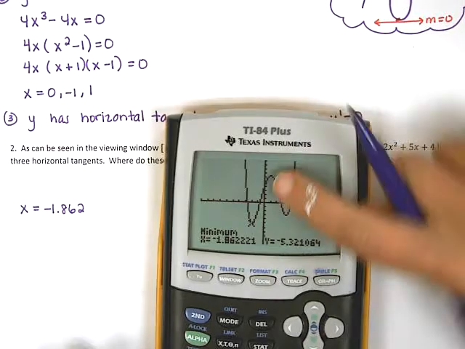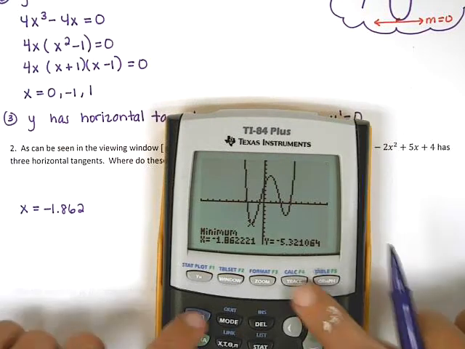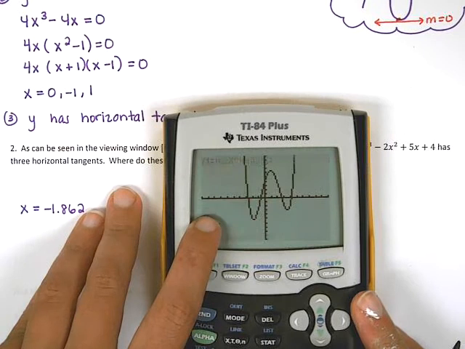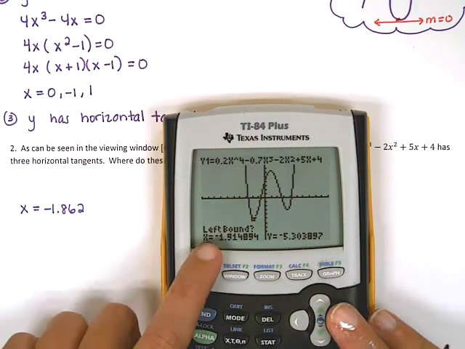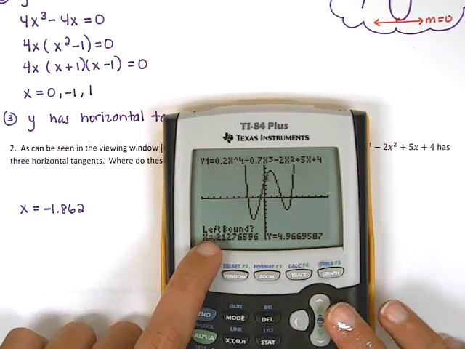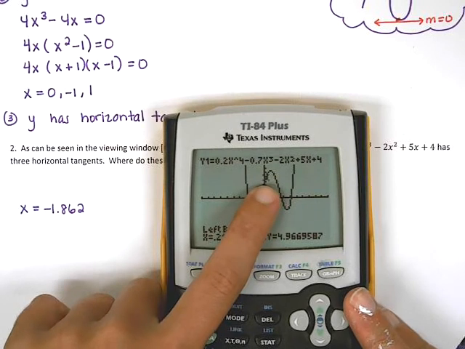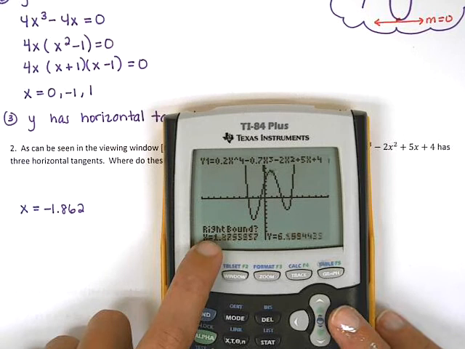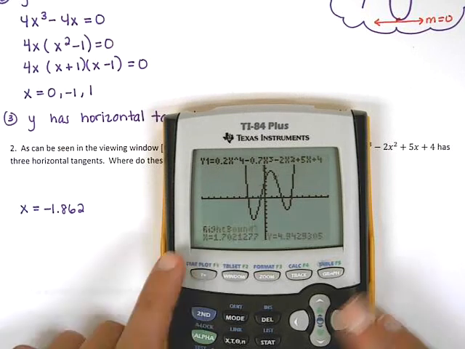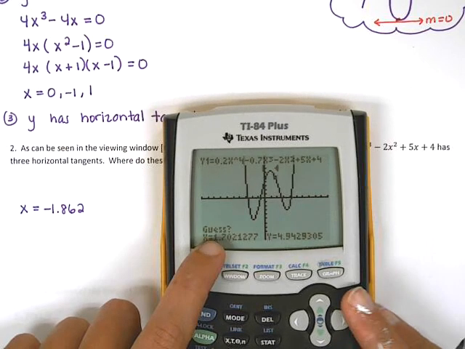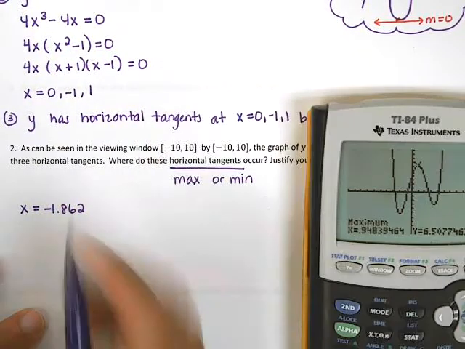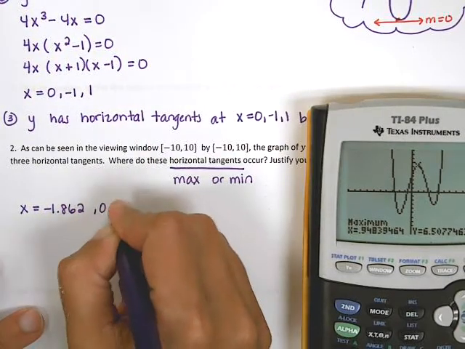If I want to find the next value at the very top of this hill, I would go to second calculate. Maximum is option 4. It says left bound, so I want to make sure my little blinky guy is slightly to the left of that maximum, and I'm going to hit enter. Then right bound, I want to make sure my little blinky guy is slightly to the right and hit enter. Then guess, hit enter again. I should get 0.948 as my next value.